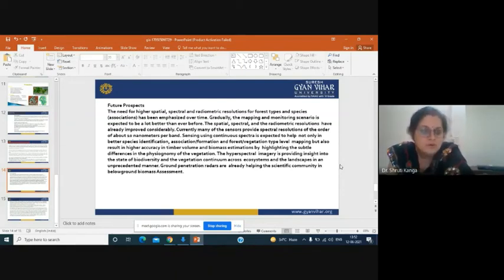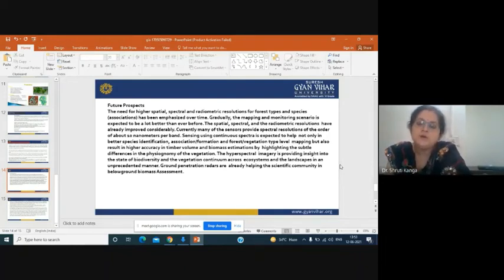So the need is for high spatial, spectral and radiometric resolutions for forest type and species level characterization. Even with the help of lidar and those kinds of data sets, we are able to get the height of a single tree, which is further helpful in getting information about the succession of the trees, that is, the age of the trees in a particular forest. So gradually the mapping and monitoring scenario is expected to be a lot better than before.